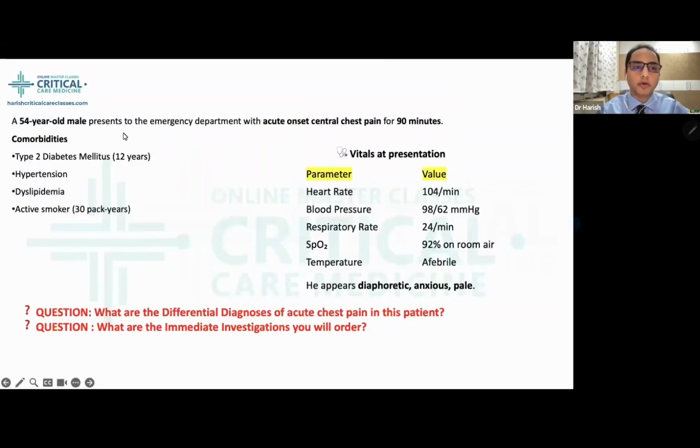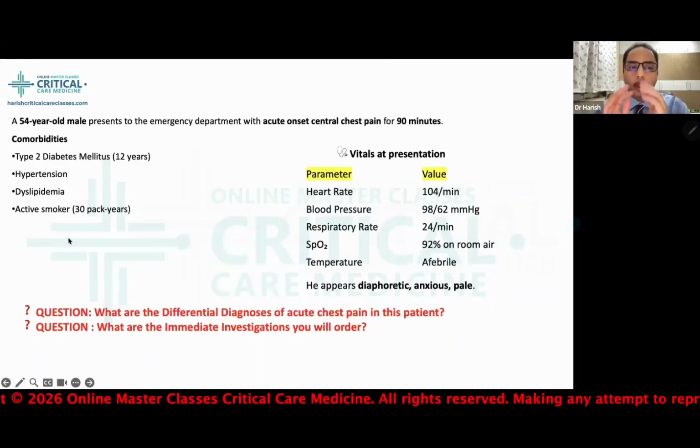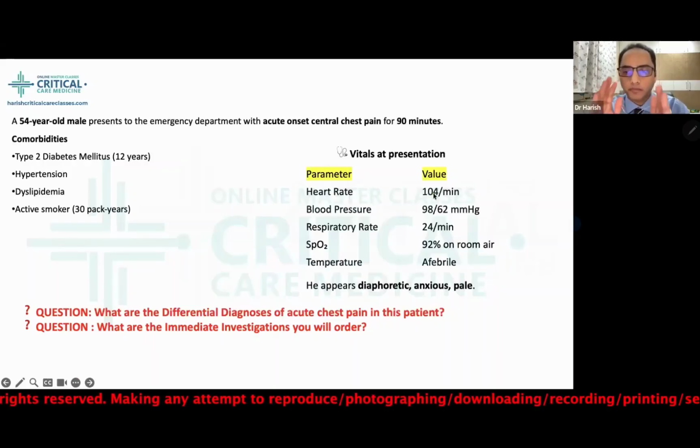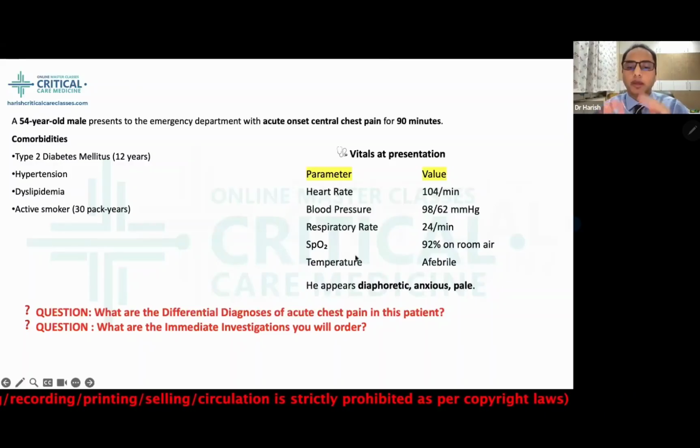A 54-year-old male presents to the emergency department with acute onset central chest pain for about 80 to 90 minutes. Comorbidities: diabetes mellitus since 12 years, hypertension, dyslipidemia, active smoker, about 30 pack years. On presentation, heart rate is around 104 per minute, BP is 98 by 62, respiratory rate 24 per minute. On room air he is saturating around 92%, and the patient is afebrile. He appears diaphoretic, anxious, and pale.